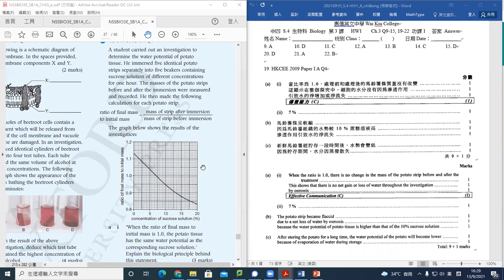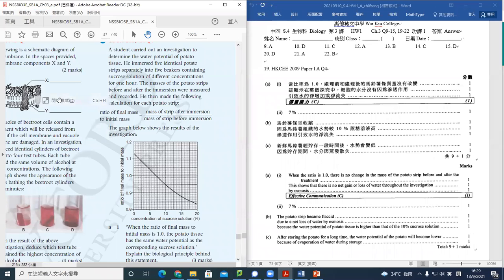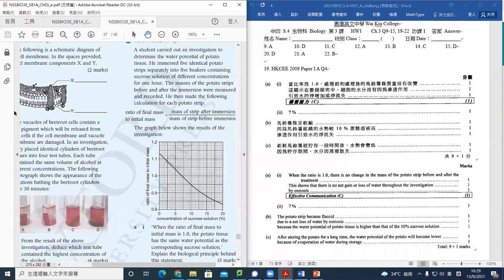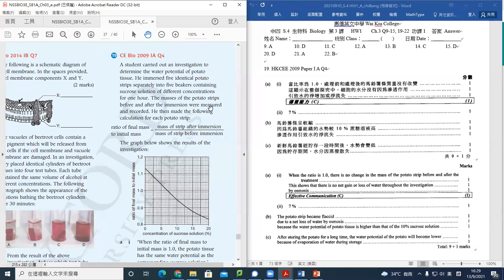Okay, please read the question. I guess you should have read this, right? And they are asking about why. Okay, we calculate the ratio here.